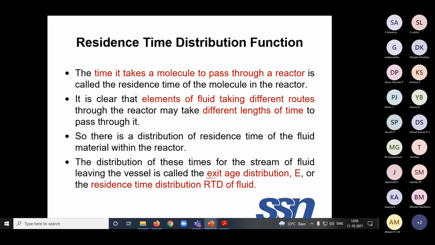Here one important thing is to calculate this E curve. The E curve is nothing but the exit age distribution. So exit age distribution is how much time a molecule staying inside the reactor has spent inside the reactor. So if you draw a curve of concentration versus time, then you get the E curve, right?